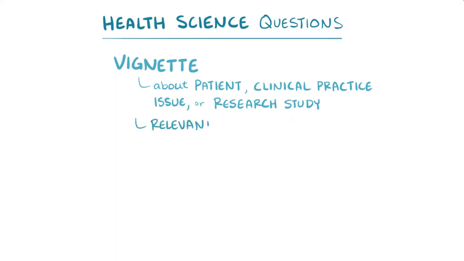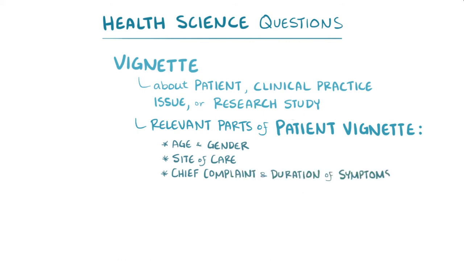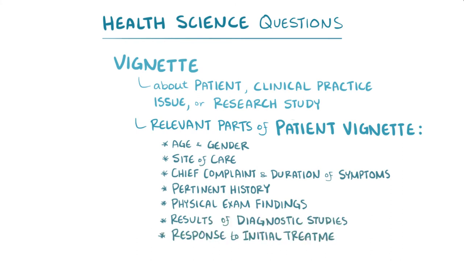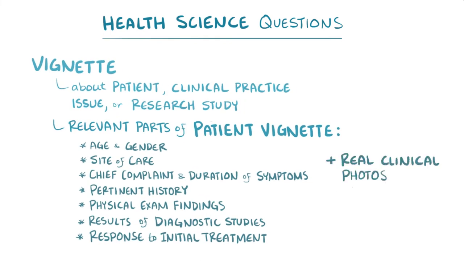For starters, it's good to make sure that each relevant part of the patient vignette is included in the following order: patient age and gender, site of care, chief complaint and duration of symptoms, pertinent history like an HPI, personal and family history, and medications, as well as physical exam findings, and in some cases, results of diagnostic studies in response to initial treatment. It's also always a good idea to use real clinical photos, ECGs, and imaging studies, because that makes the questions more realistic and challenges students to interpret information.